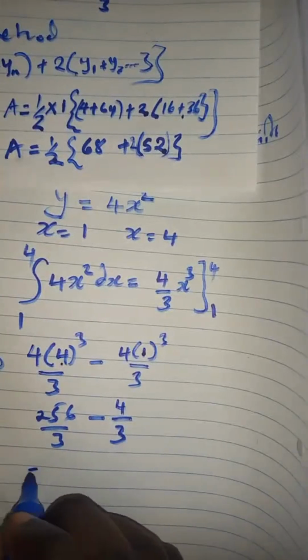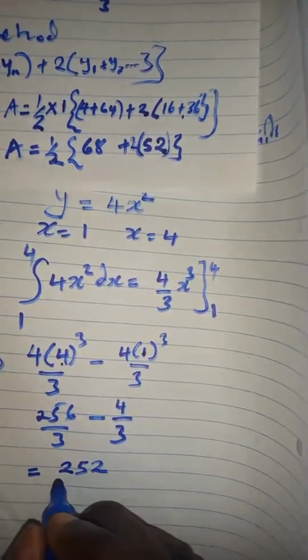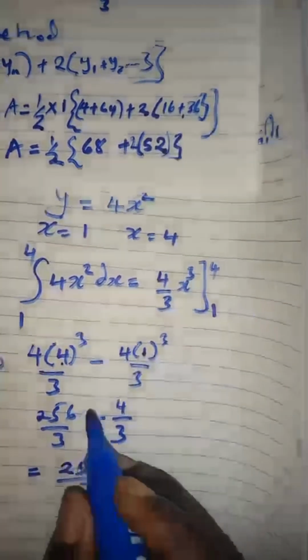Adding them together, I'll have 252 over 3. Remember the denominator is the same.